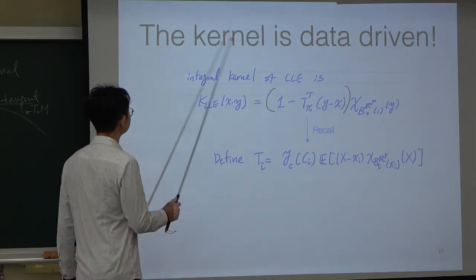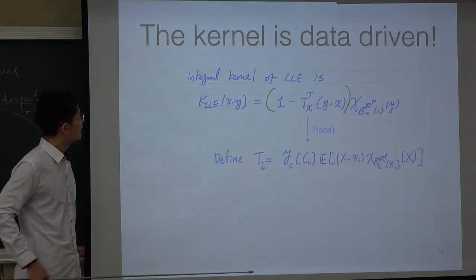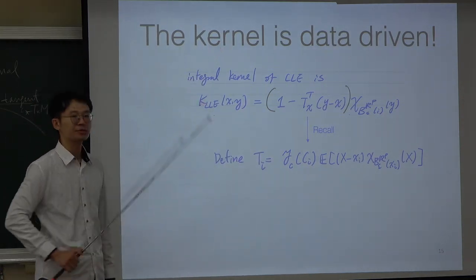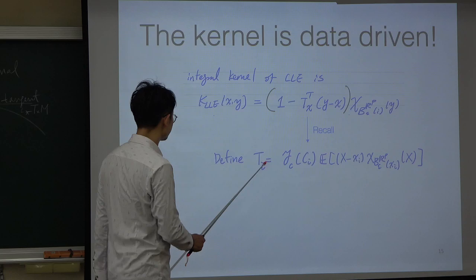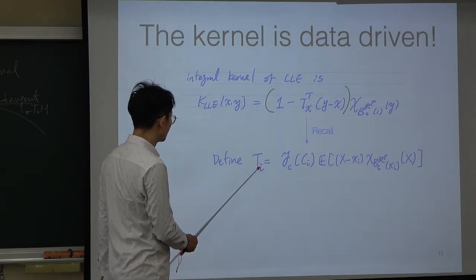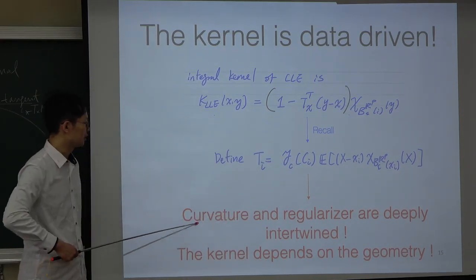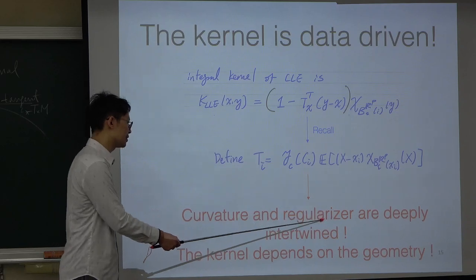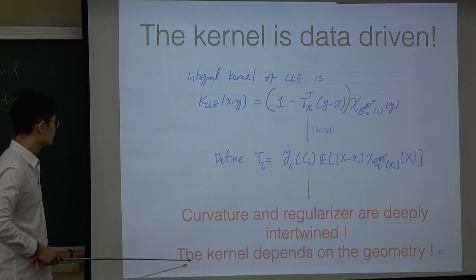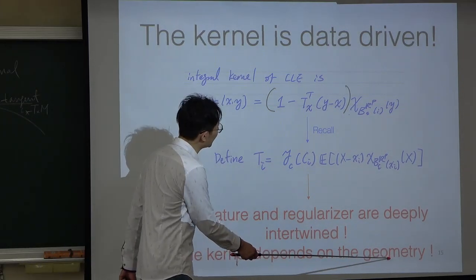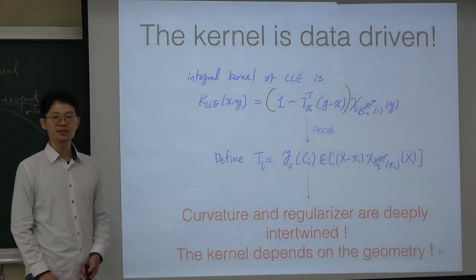Okay, so what we see from this discussion is that in the end, the kernel is actually data-driven. So recall, this is the covariance. This is the augmented vector, and this augmented vector captures the curvature, and the curvature and the regularizer are deeply intertwined. That is why the kernel depends on the geometry of the data and is even data-driven, which is very interesting, isn't it?